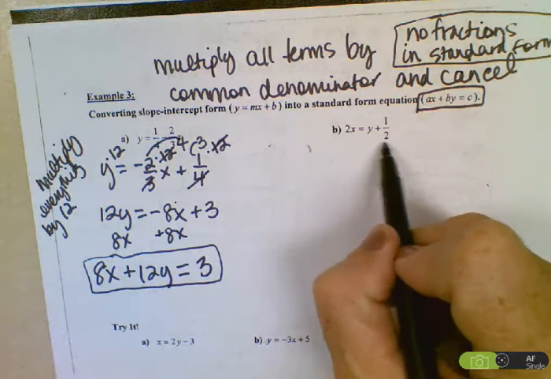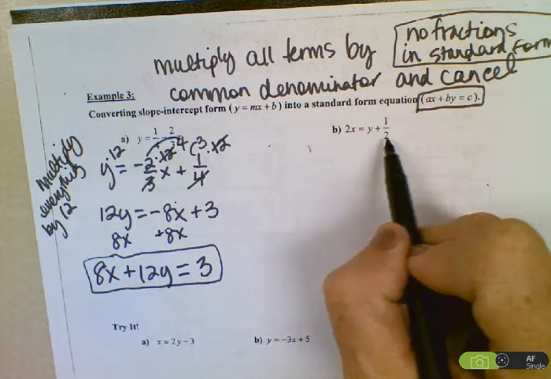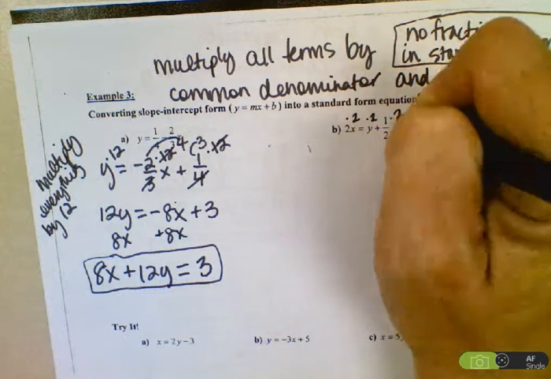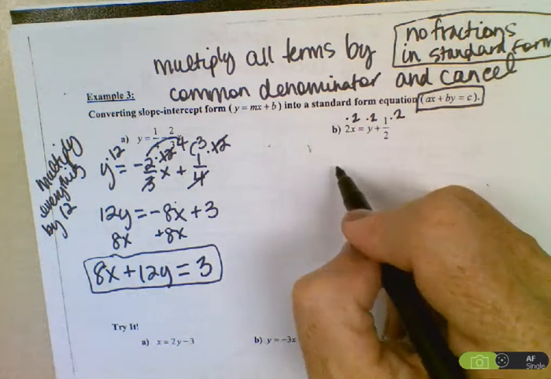So I'm going to multiply everything by 2, because the only number I need to get rid of in my fraction is 2. So I'm going to multiply every term by 2. So 2 times 2x is 4x.